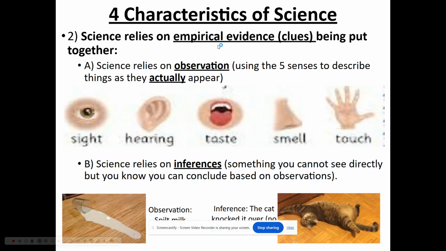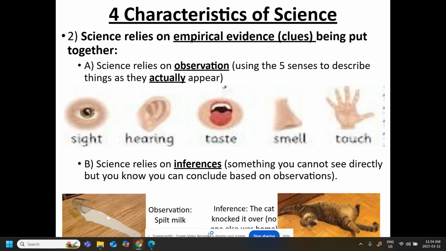The other characteristic of science is that it relies on evidence, on clues. It's not just made up. It relies on empirical evidence, on data. So when we say something in science, what's important to understand is that it's based off of true results and data that we've collected. So data can be collected in a few ways. You can use observations, which are your 5 senses, to describe how things actually appear. So what did you see, hear, taste, smell, or touch? You can also use inferences, which is not something you directly see, but something that you conclude based on observations.